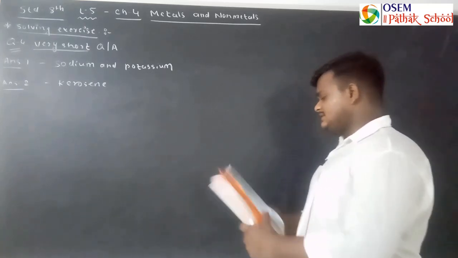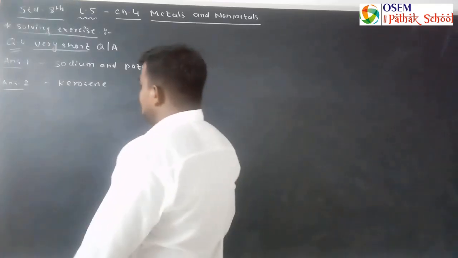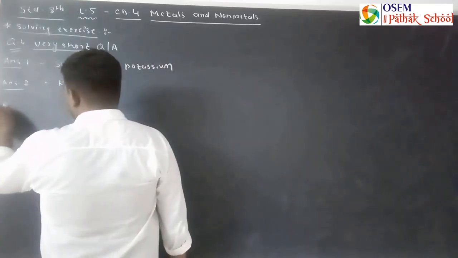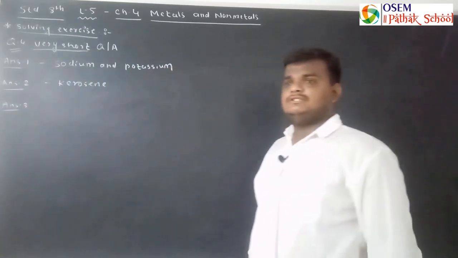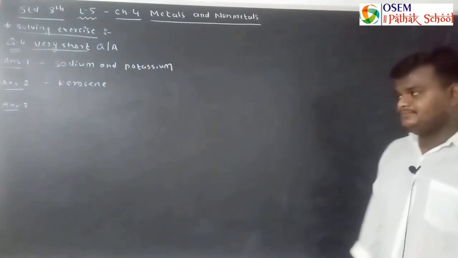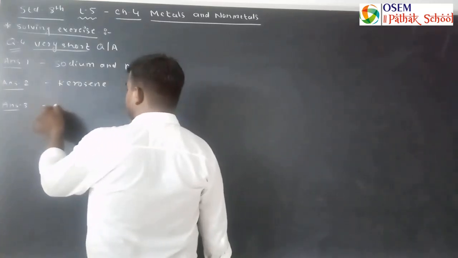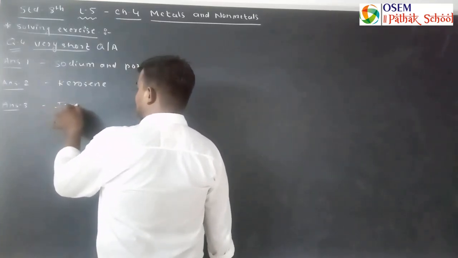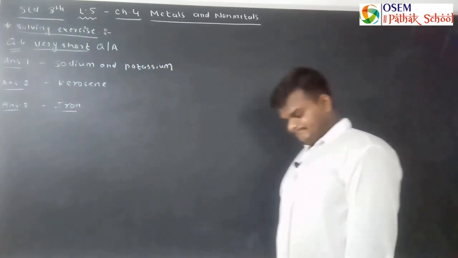What does question number 3 say? A metal used in the construction of buildings and bridges. Most probably this is iron. Iron is widely used for any type of construction work.